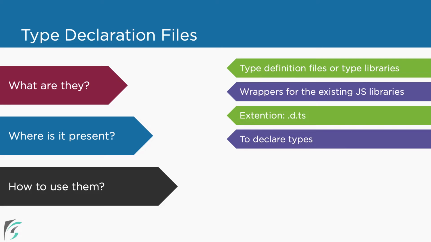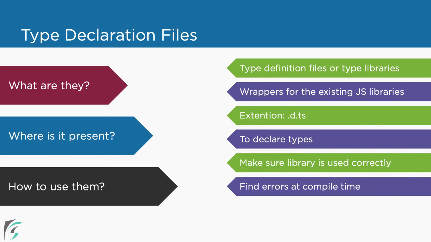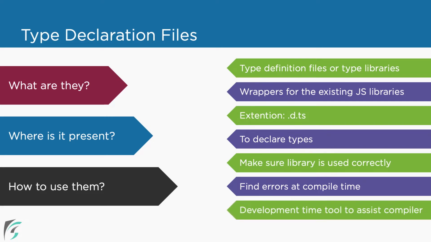This could include referencing the correct properties on an object or passing the expected numbers and types of parameters to a function, thus making sure that we use the libraries correctly. While working with JavaScript libraries, when we compile our code with a type declaration file, we can find the error at compile time itself. The declaration files, however, are not a replacement for the JavaScript libraries. Instead, they are just a development time tool to assist the compiler.